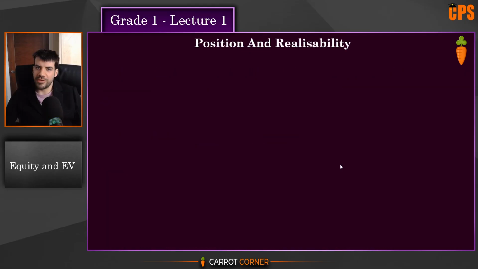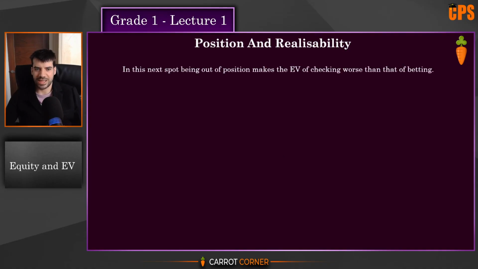Okay, let's move on. One final thing to go over before we summarize today's lecture and move on to the homework task. In this next spot, being out of position, remember we've talked about position already, but we're going to enforce this point a bit more now, will make the EV of checking worse than that of betting. So much for being the spokesperson for checking and defending it. I'm now going to show you a spot where actually checking is something you're not allowed to do, theoretically speaking.